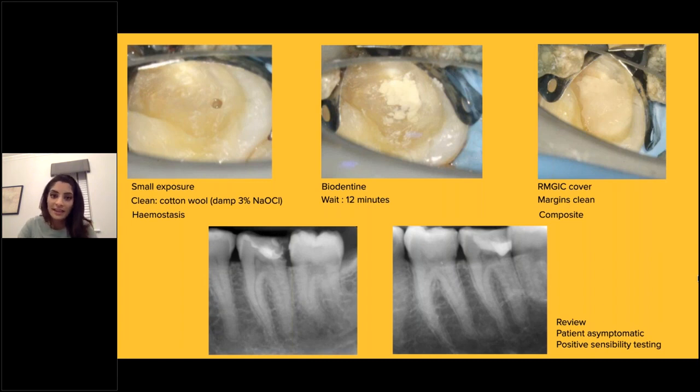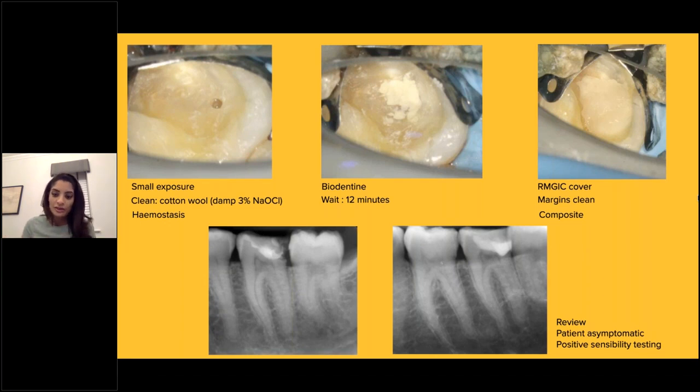I would then put a thicker layer of Biodentine. So how I've left it quite thin here, and I've had to then cover it with a resin modified GIC, I would actually now put a much thicker layer of Biodentine in, wait for that to set, and then put a composite directly on top.